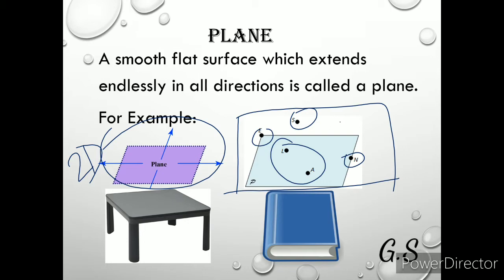And how can we relate this with a real life scenario? You can see the top of the table, that is a plane. The top surface of a notebook or a book is also a plane. So these are smooth flat surfaces.